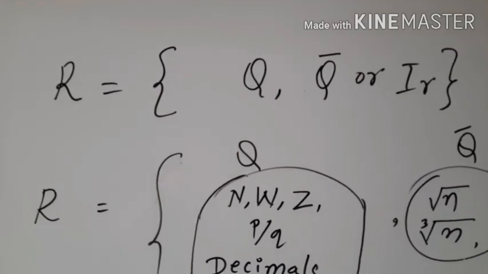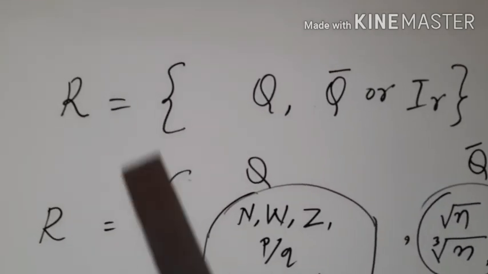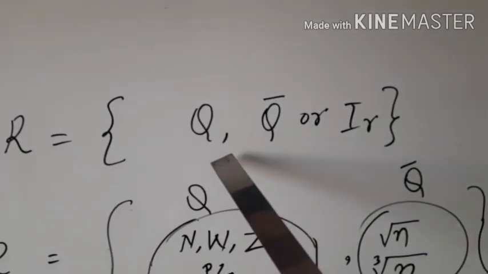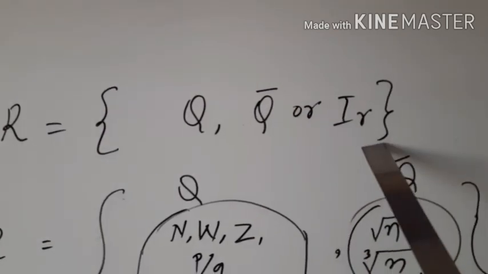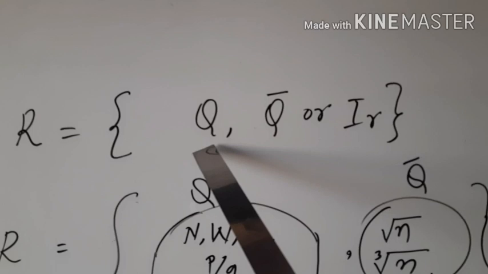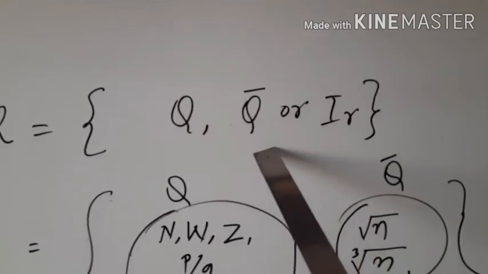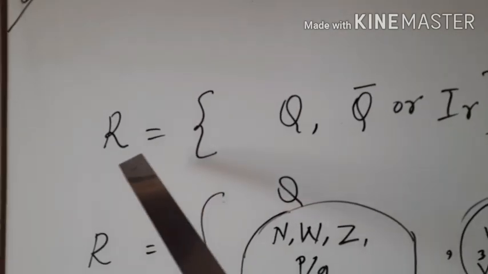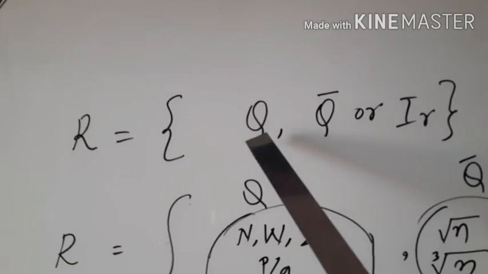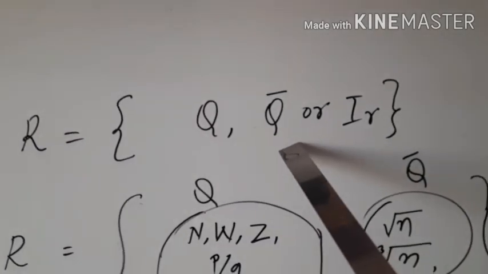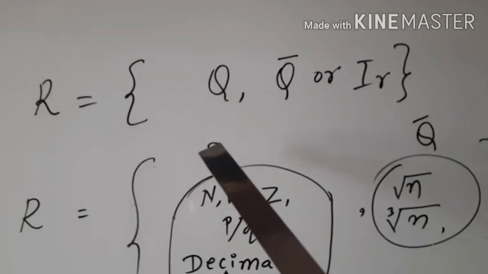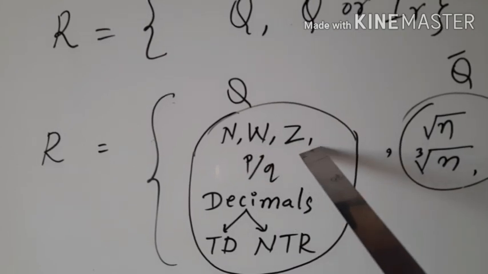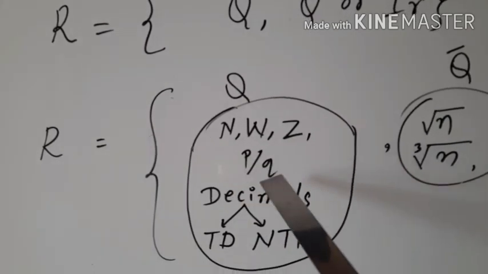So children, the set of real numbers is denoted by the letter R and is equal to Q union Q bar or IR. Q stands for the group of rational numbers. Q bar or IR stands for the irrational numbers. The group of real numbers consists of all rational numbers and all irrational numbers. Okay, but all rational numbers consist of what? Natural numbers, whole numbers, integers, and any number written in the form of p by q.